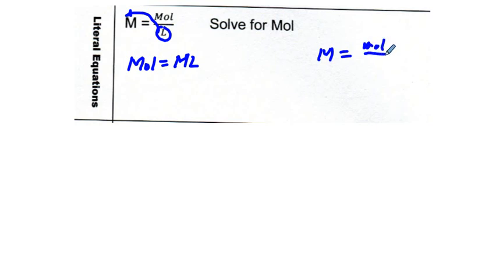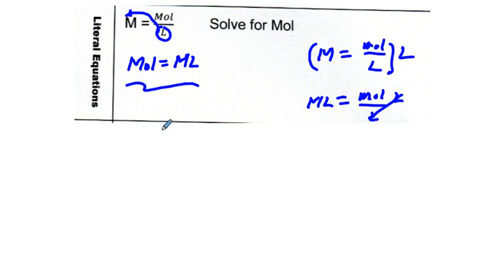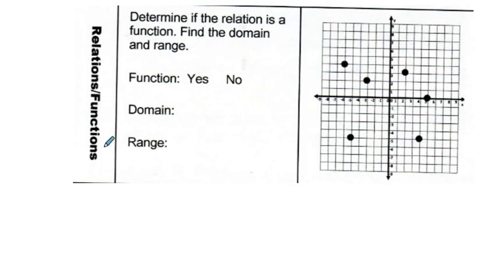One way you could look at it another way, I'm just going to rewrite it over here. It's like you're multiplying this whole equation by L. On the left side you get ML, and on the right side you get MOL divided by L times L. They cancel each other, so we end up with the same answer. And that's that one literal equation.